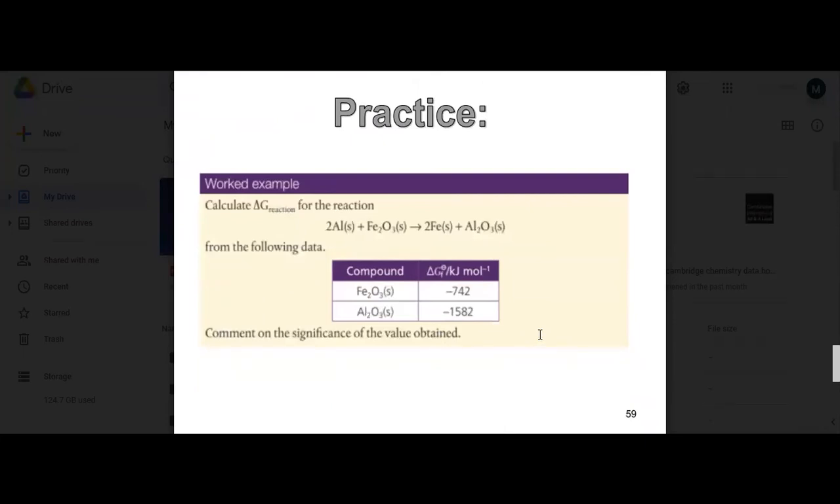Calculate the delta G of reaction for this. So we have product Al2O3, and we have reactant Fe2O3. So product minus reactant. So what's the value of delta G? Okay, negative 840. Yeah, this is spontaneous.